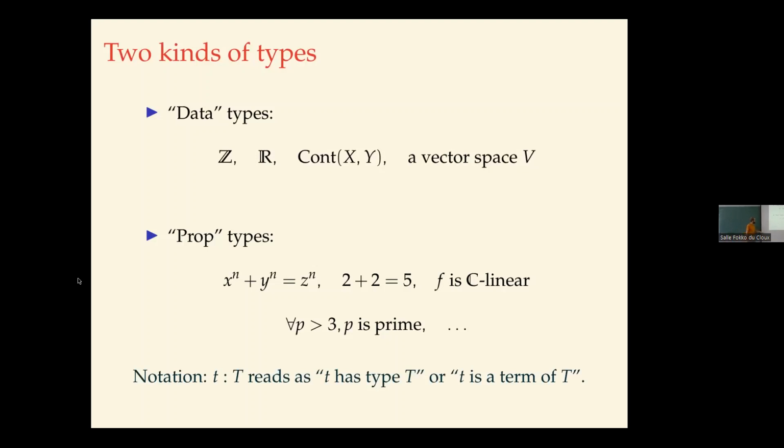So the notation is you write down little t colon capital T, and that means that little t has type capital T, or you say that t is a term of capital T. And so what are the terms of this type? Well, they're just integers. And the terms of this type are real numbers. So what are the terms of this type? Well, they're proofs of the fact that f is C-linear.